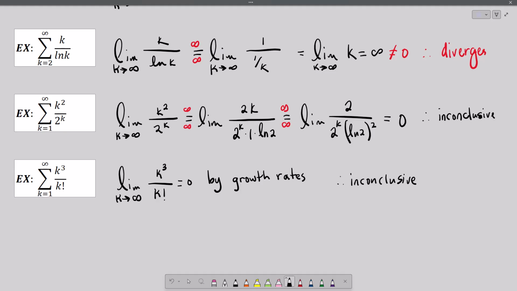We still need a test to prove it, but an exponential is going to grow notably faster than a polynomial. Even if this polynomial was k to the 10,000, that exponential will eventually take over, and once it takes over, it takes over significantly. So we would expect both of those to converge, and we'll come up with tests that will show that.